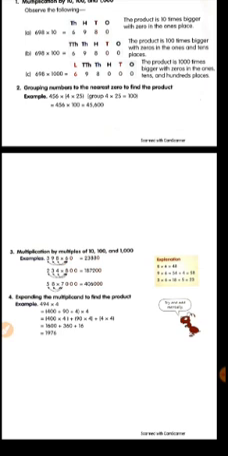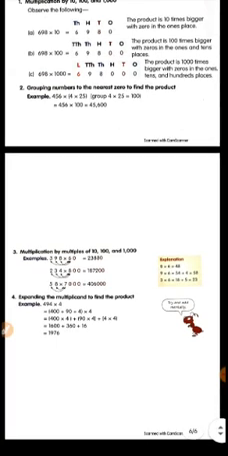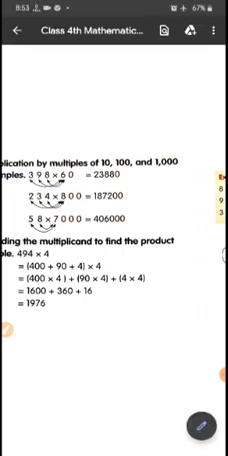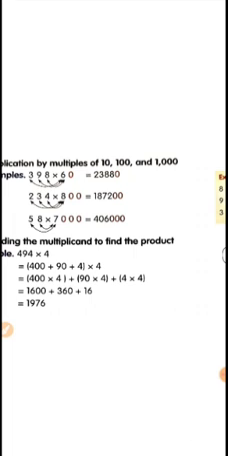Next, fourth point: expanding the multiplication to find the product. Example: 494 into 4. It is done in the same manner which we have done earlier. 400 plus 90 plus 4, into 4. Now here also we will multiply 4 with each of the numbers in the bracket: 400 with 4, 90 with 4 and 4 with 4.